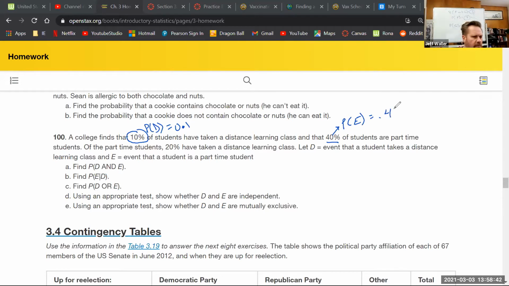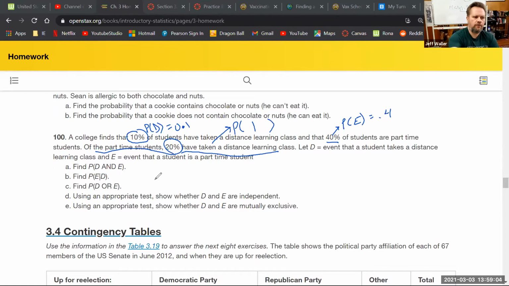Everybody with me? Even before I get to the questions, I just sort of set these up. And now what would this be? What would 20% be? Of the part-time students, 20% have taken a distance learning class. So of the part-time students, what is that another word for? What kind of student do I know I'm talking about? Part-time. Does everybody get that?